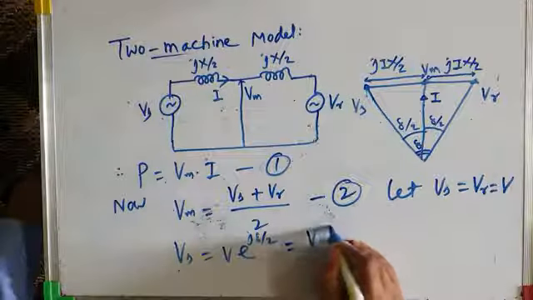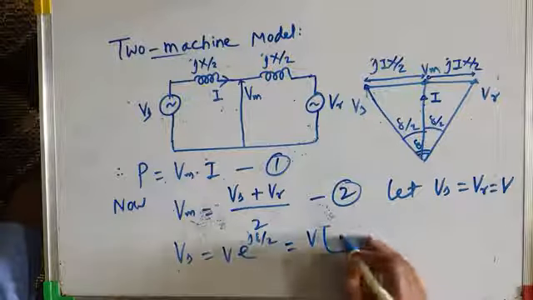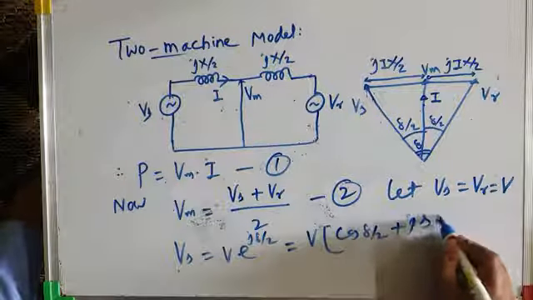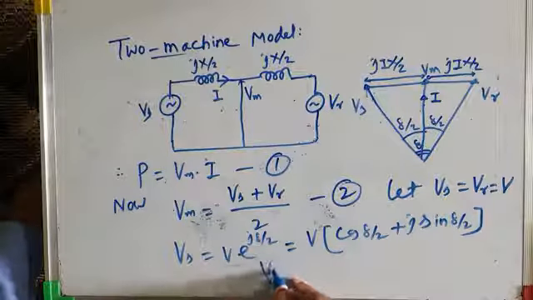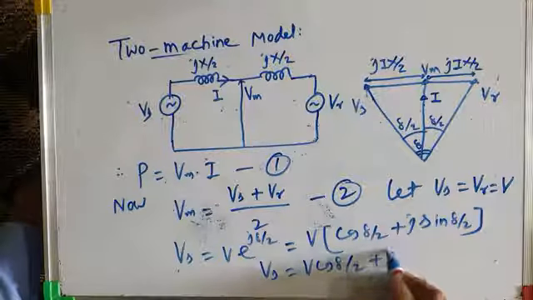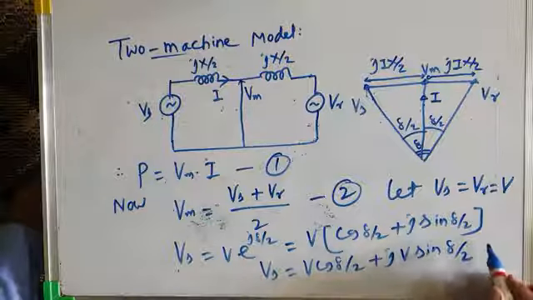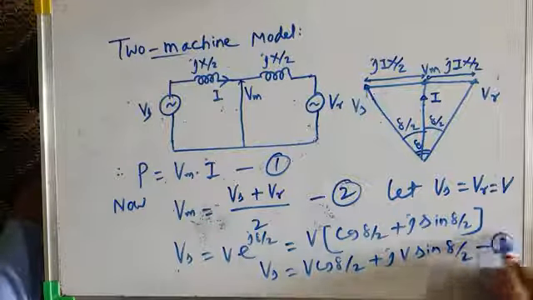So that is equal to V. What is this operator e raised to the power j delta by 2? It is cos delta by 2 plus j sine delta by 2. Right? So therefore, Vs is equal to V cos delta by 2 plus jV sine delta by 2. Let us name this equation 3.